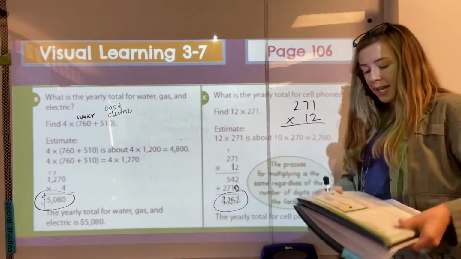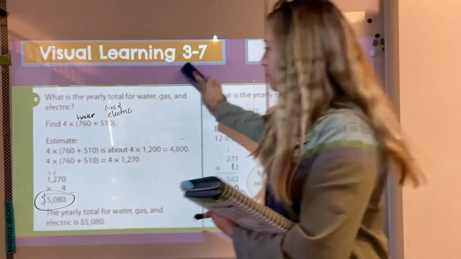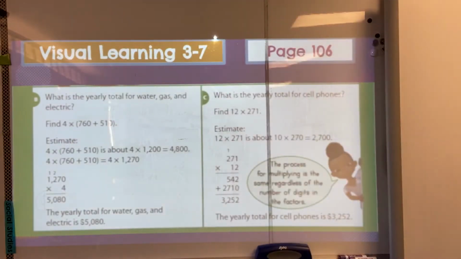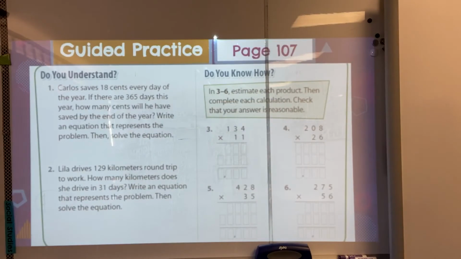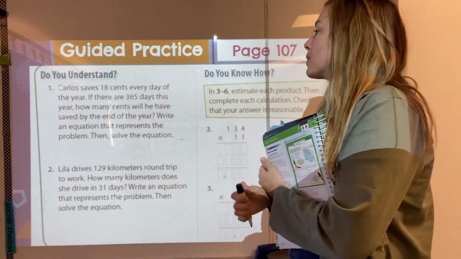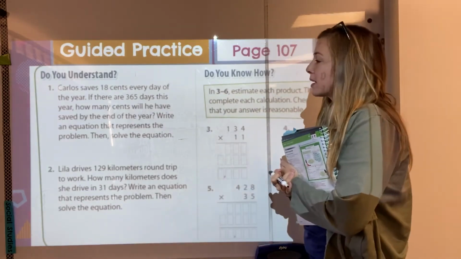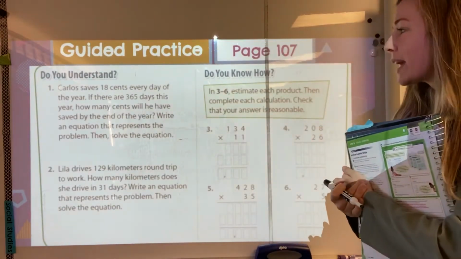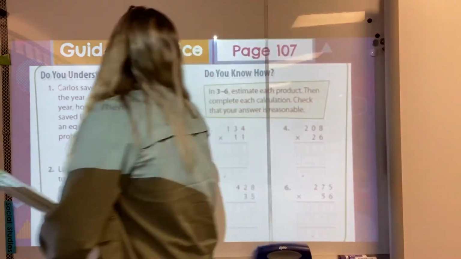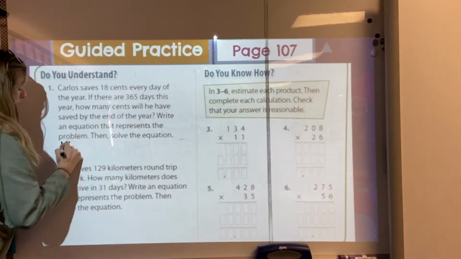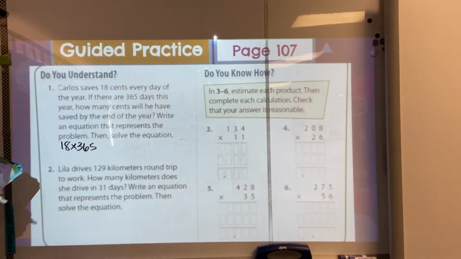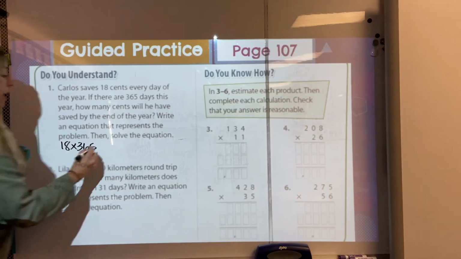Alrighty, let's go ahead and click over, I'll click, you turn your page over to your guided practice. Okay, so Carlos saves 18 cents every day of the year. If there are 365 days this year, how many cents will you have saved by the end of the year? Write an equation that represents the problem and then solve the equation. So first, if we have 18 cents in one day, then I would multiply that by the 365 days that are in a year, and then I'm going to find my answer.